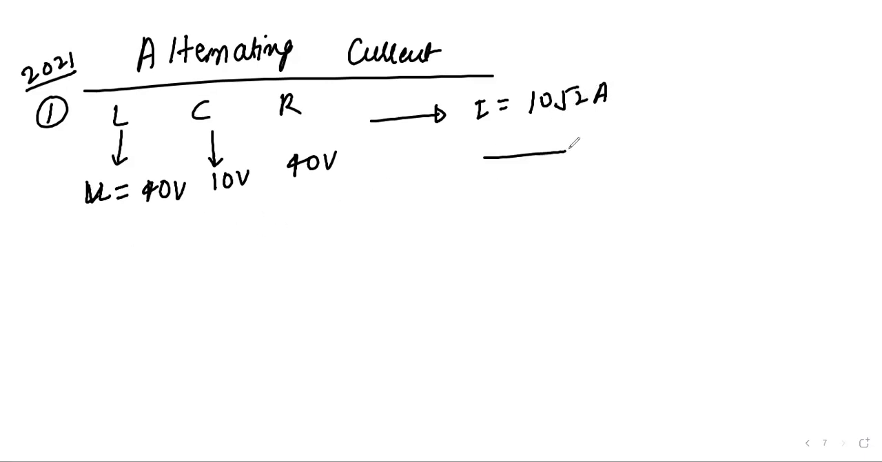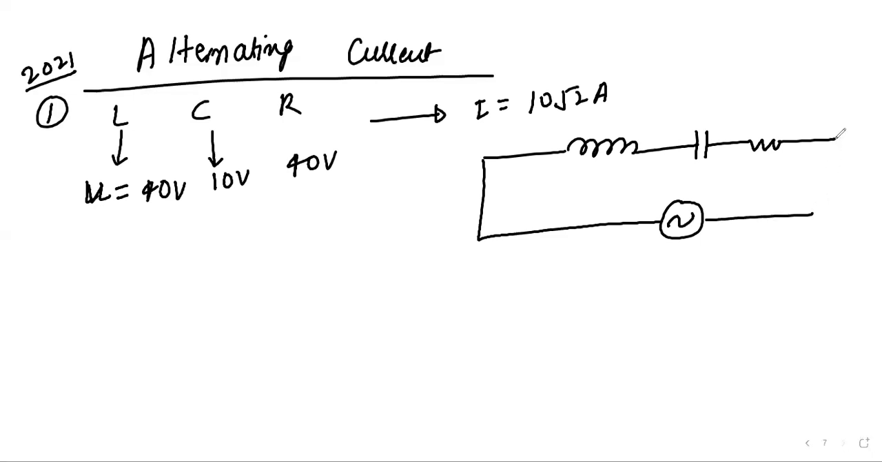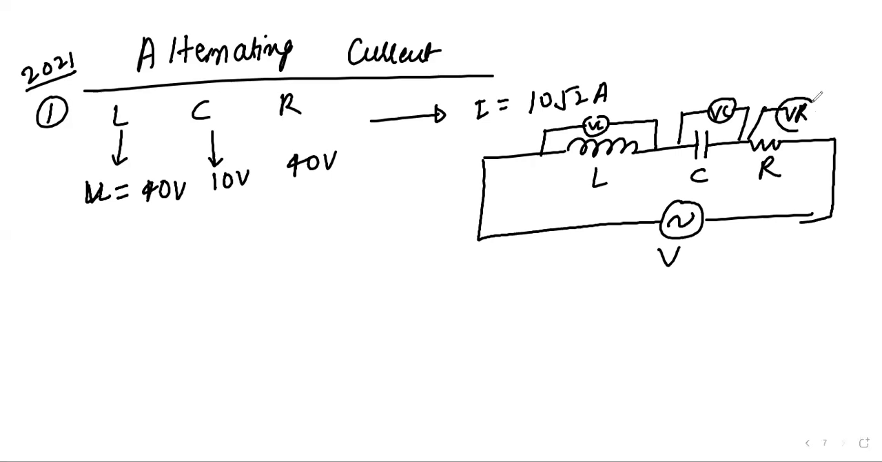So your diagram is given like this. Right, so it is connected to AC voltage. This is your inductor, this is your capacitor, this is your resistor. So the voltage across each is given. This is represented as VL, this is represented as VC, this is represented as VR. Right. It was asked in 2021. So let's see the explanation now.